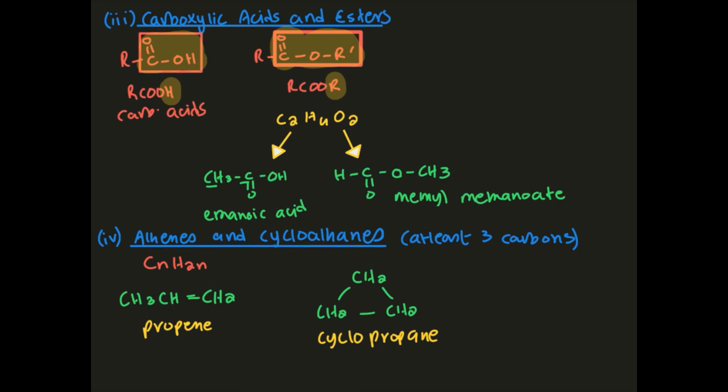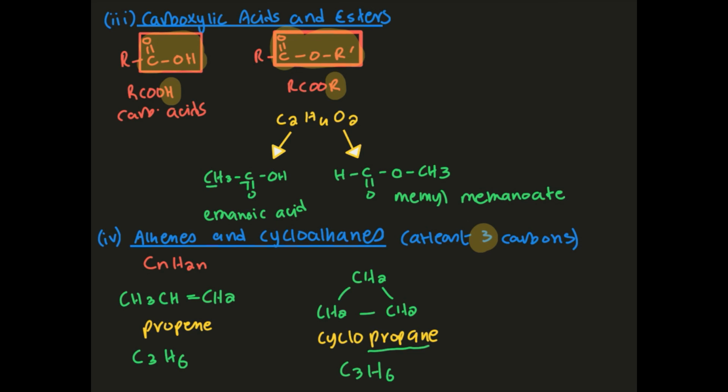Now we're going to take a look at alkenes and cycloalkanes, which also exhibit functional group isomerism. Now for this to happen, you need at least 3 carbons. So this is very important. You can have 3 or you can have more than 3, but having 3 carbons is necessary. Now the general formula for both alkenes and cycloalkanes is going to be CnH2n. So over here, if you take a look, you have propene, and the formula for propene is going to be C3H6. And you also have cyclopropane, and the formula for this is also C3H6.